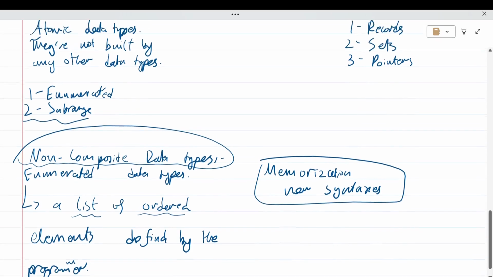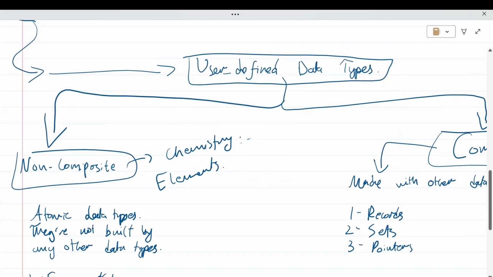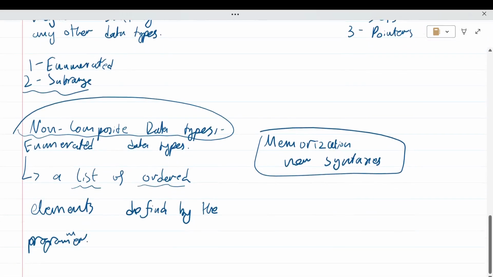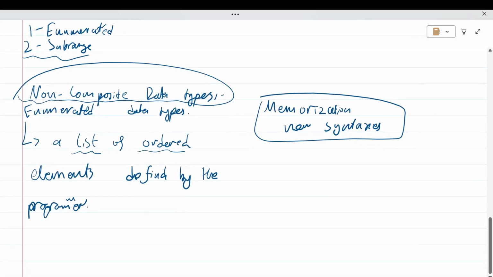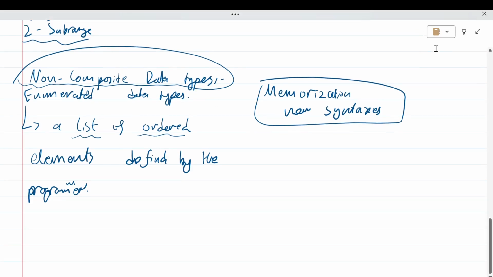Why are they defined by the programmer? Because we're studying non-composite data types, which are a part of user-defined data types, right? Now for the syntax, if you have ever heard about arrays or lists, which you should have because we're in A2 now, it's kind of like the same thing.